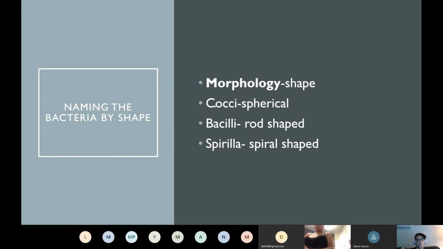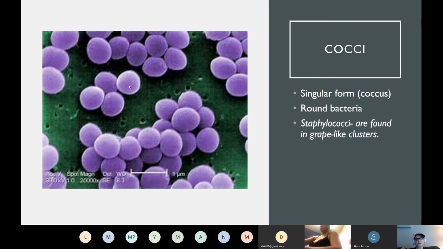And of course, this is one of your Survey Monkey questions. What are the shapes? Well, cocci means they're round, bacilli means they're rod, and spirilla means they're shaped like spirals. And here's a perfect example of a gram-positive cocci, and one is a coccus. And a lot of times they like to form grape-like clusters, and they'll bunch together, right?